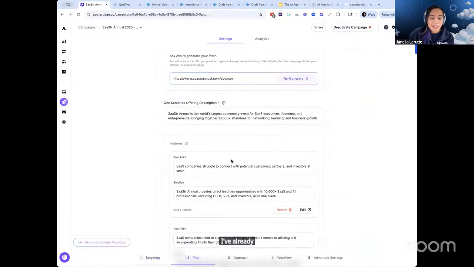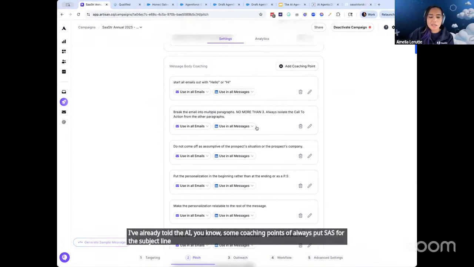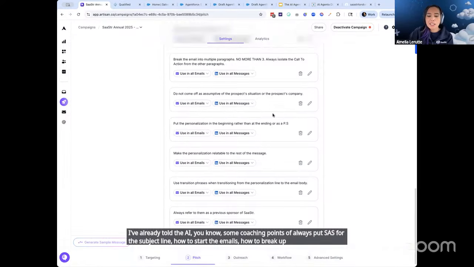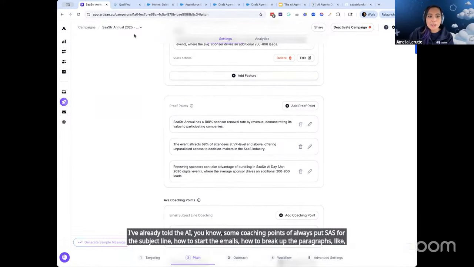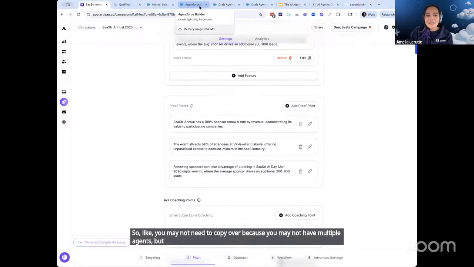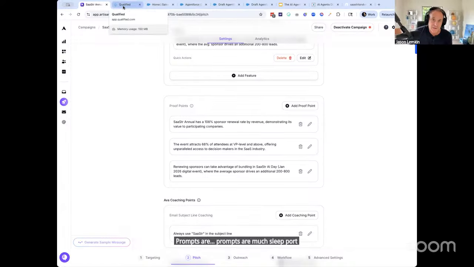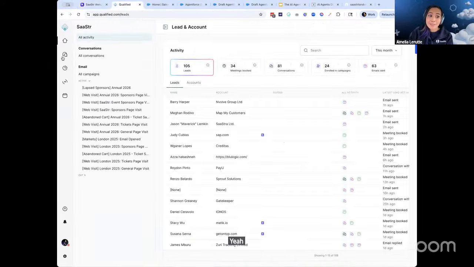I've already told the AI some coaching points: always put SaaStr in the subject line, how to start the emails, how to break up the paragraphs. I literally copied these prompts over. You may not need to copy over because you may not have multiple agents, but once you nail the foundations, it does get easier to train your other agents. Prompts are very portable. I also did the same thing with Qualified.